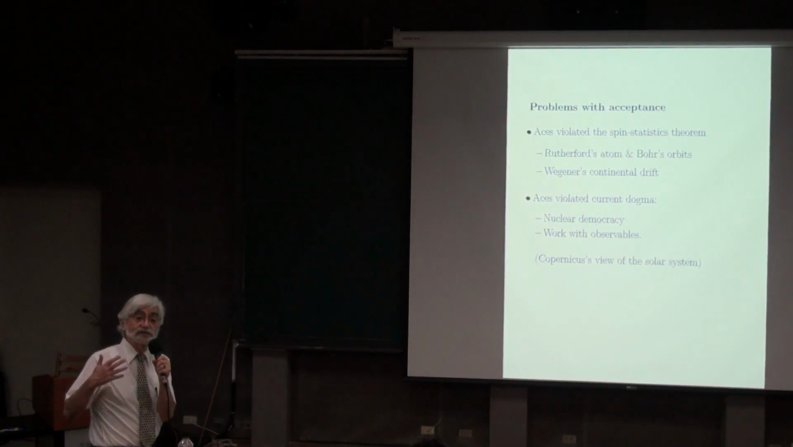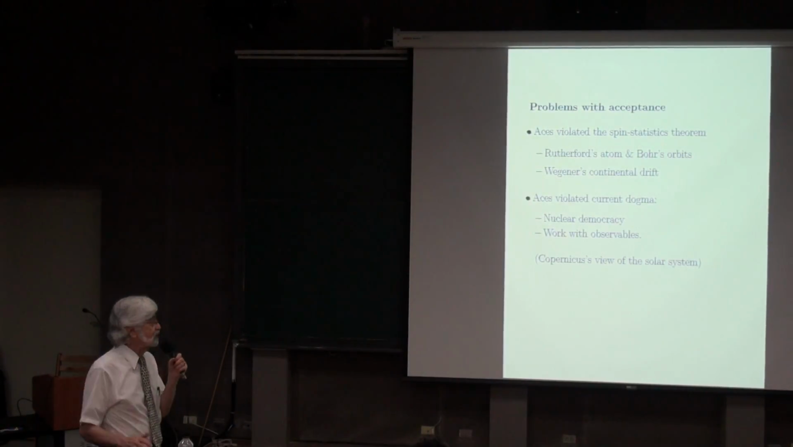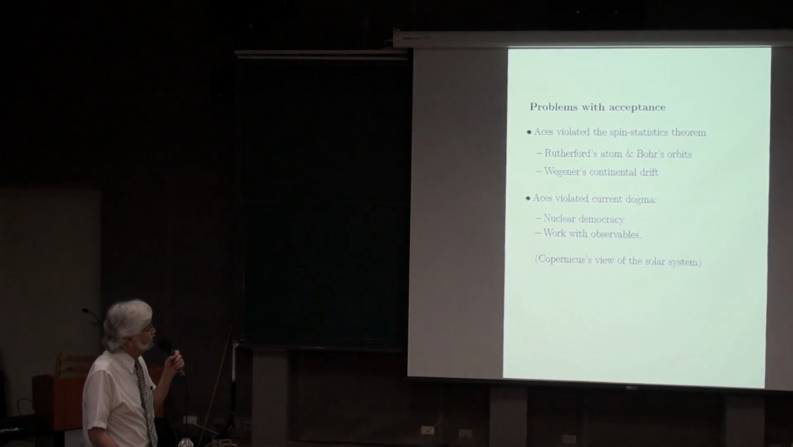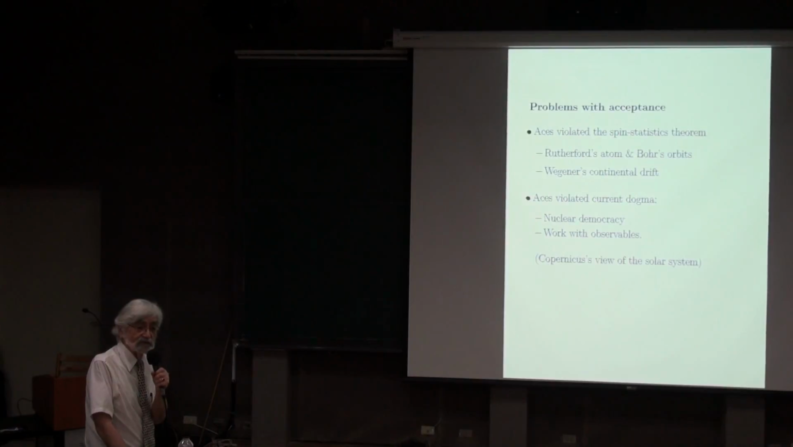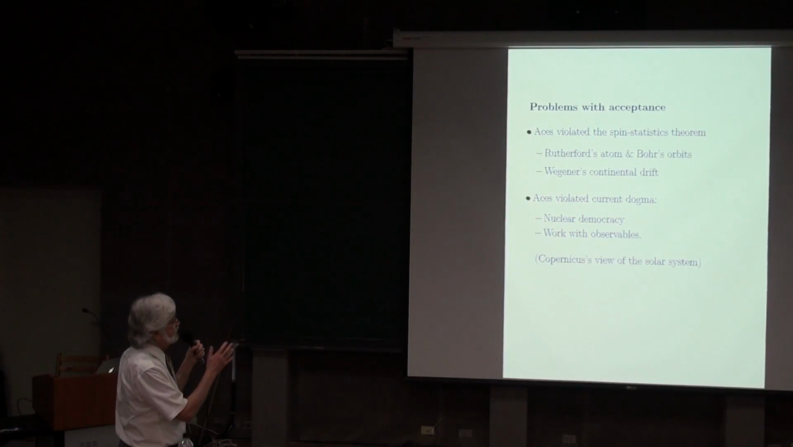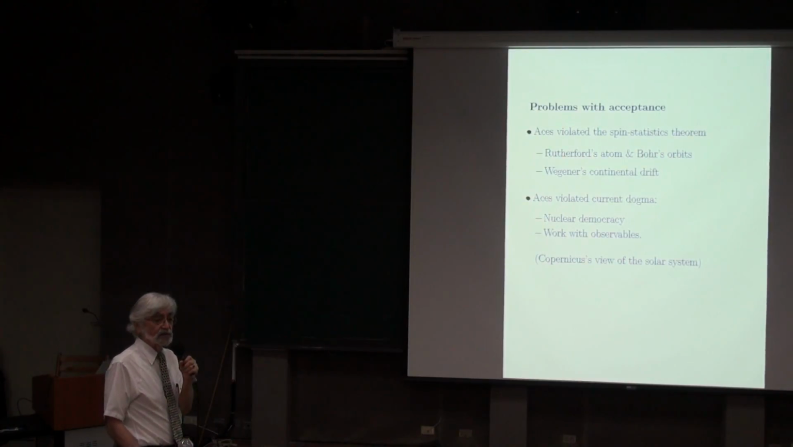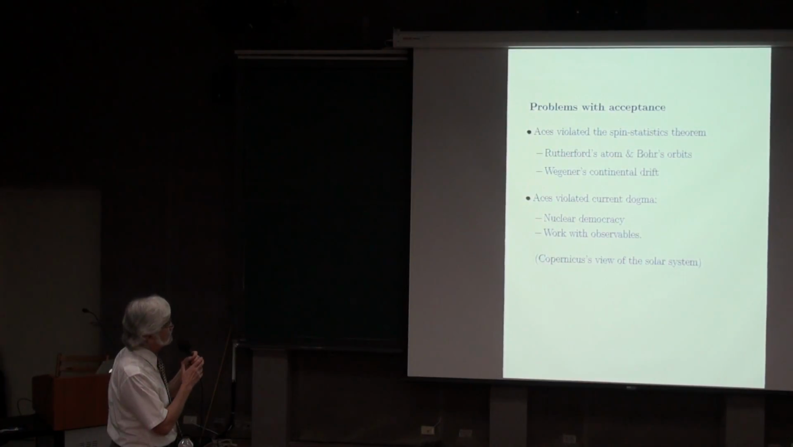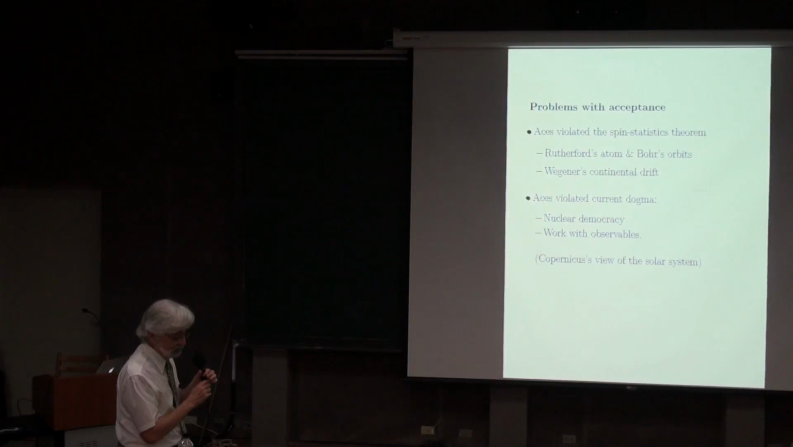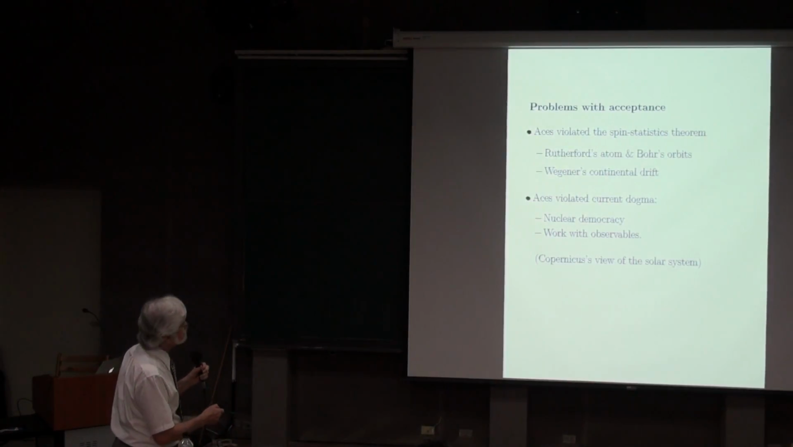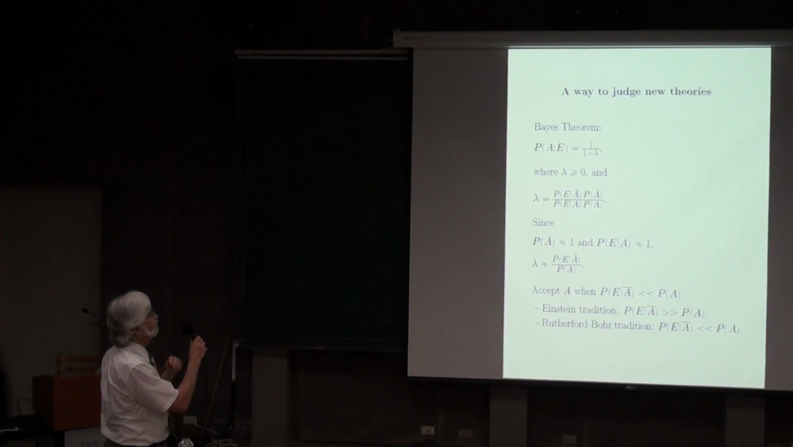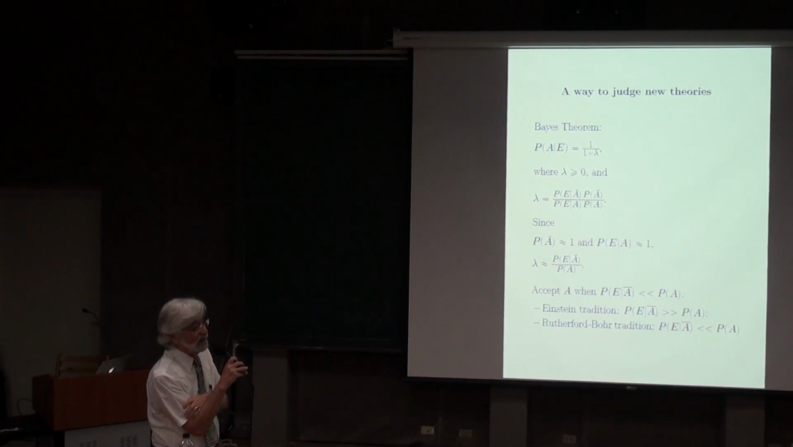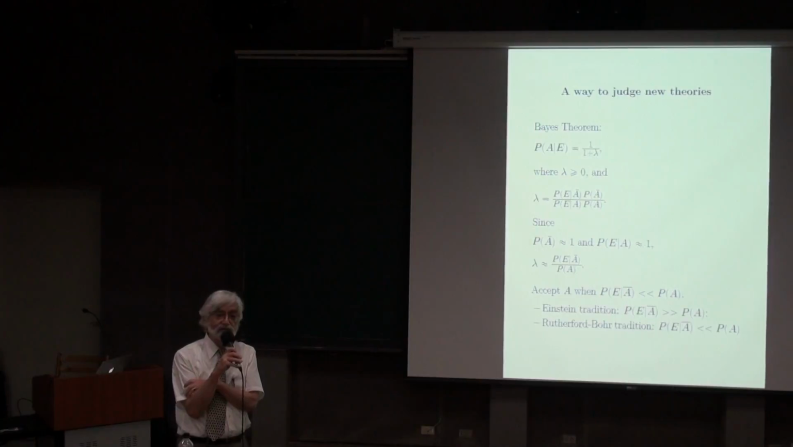The particles made themselves through their own exchange. And it also violated Heisenberg's principle that you only work with observables. Whoever saw a quark? So it was a little bit like Copernicus' view of the solar system. You know, it gives you some kind of simplicity, but it really violates the law.